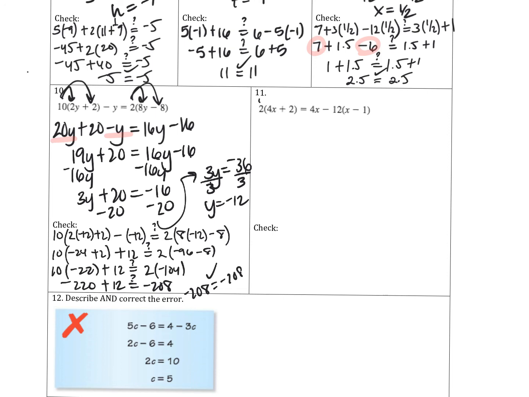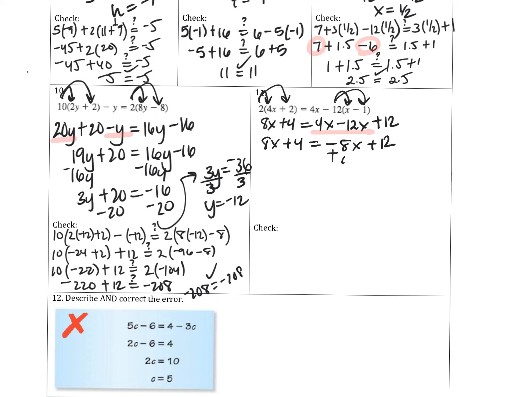Let's distribute inside on number 11 first. 2 times 4x is 8x, and 2 times 2 is plus 4, equals 4x. Distribute negative 12 times x is negative 12x, and negative 12 times a negative 1 is a positive 12. We'll combine like terms over here to help us out. And we'll get 8x plus 4 equals negative 8x plus 12.